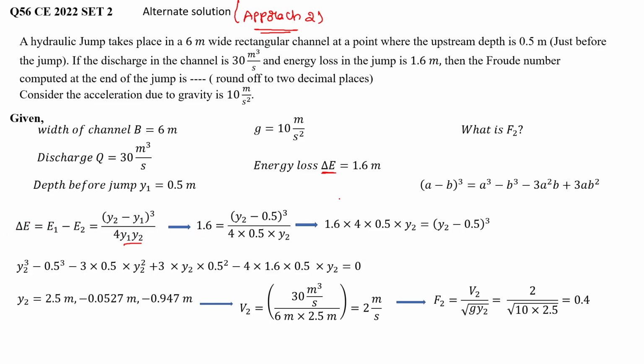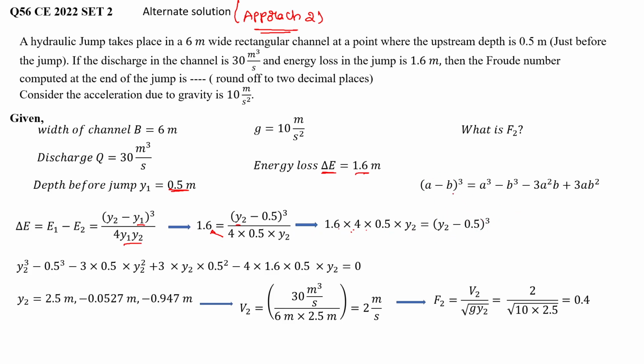As we know, delta E is given as 1.6 meters. This is the given data. And y2 and y1, we know, are also given in the question, 0.5 meters depth before the jump. So we substitute in this equation: 1.6 into 4 into 0.5 into y2. Now let's shuffle the terms, so it is equal to (y2 minus 0.5) whole cube.